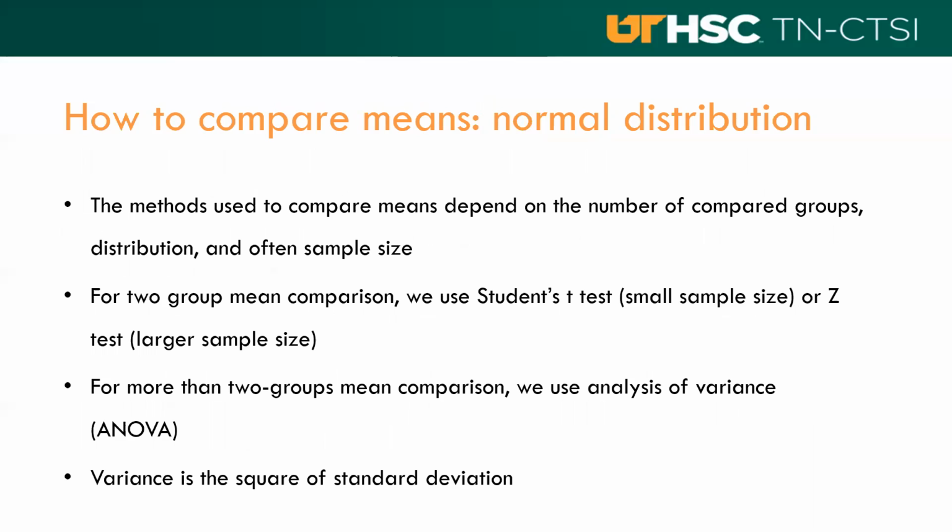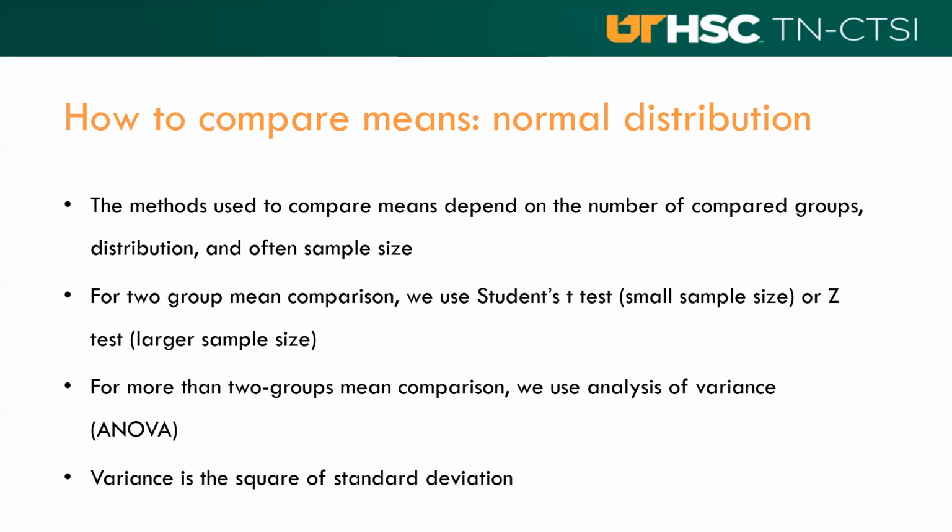So to summarize, the methods used to compare means depend on the number of compared groups. We said, how do I summarize my data? Like comparing means or proportions, how do I summarize my data? Or how do I analyze my data? So usually the point of data analysis is not only a descriptive one where we tell about the mean and the median of the data. We also want to compare groups.